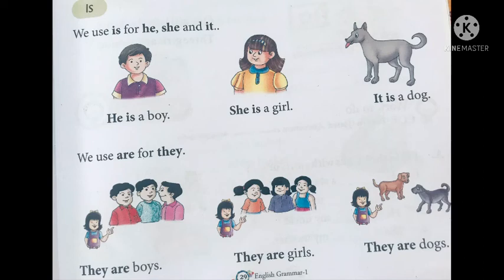Again we will revise where to use is and are. He is a boy, she is a girl, it is a dog. They are boys, they are girls, they are dogs.